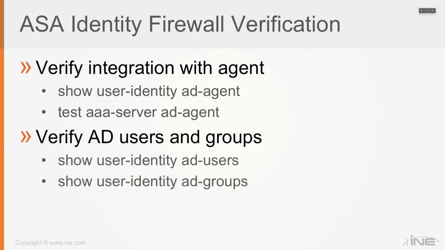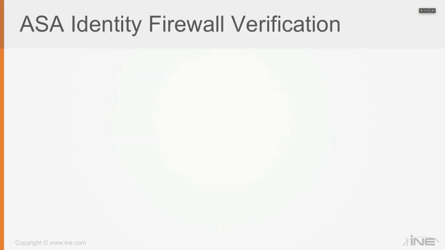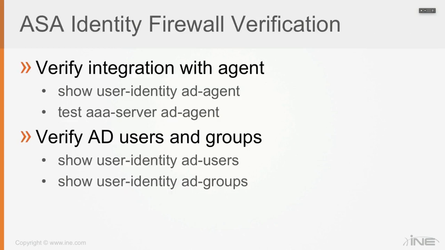You can verify the AD users and groups, which means you verify if the ASA can properly query the domain controller, like the LDAP integration has been properly done, the credentials are valid, the configuration is valid. With show user-identity ad-users, the ASA can read the users from the Active Directory domain, or show user-identity ad-groups, which means the ASA can read the security groups from the Active Directory domain. So that's all to verify the integration with both the agent and the AD.